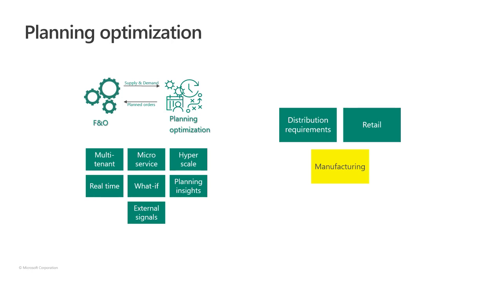We enabled this capability starting from the April release as a controlled preview, and we're going to make it broadly available starting from July as well. That's why you see the 2 green boxes on the right. That's basically distribution requirements as well as retail. So it's targeting those two industries, and if you are a manufacturer, we're going to provide that capability starting from October. So that's the first in the series of a major investment that we have been doing.